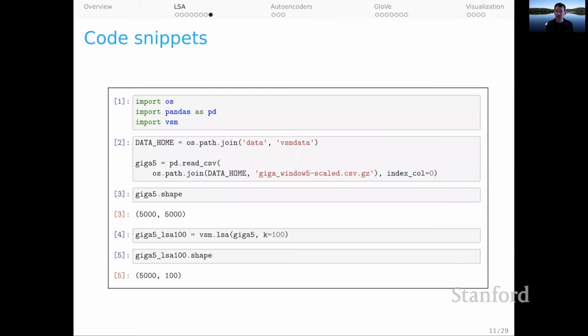And finally, here's a little bit of code. vsm.lsa, with k set to 100, gives me back a reduced dimensional version of that matrix, keeping the same vocabulary, of course, but now with only 100 column dimensions.